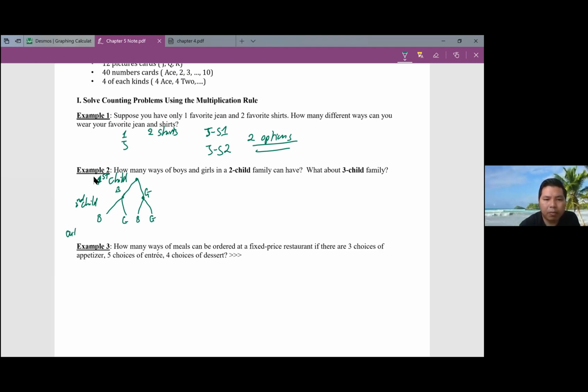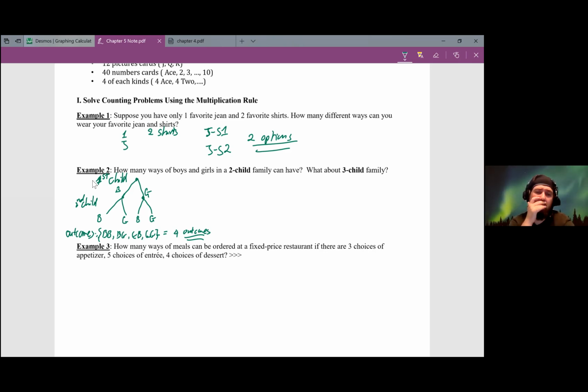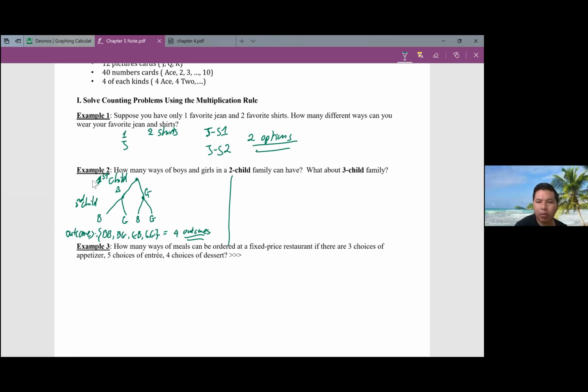So if you look at the outcomes, you get boy-boy, boy-girl, girl-boy, and girl-girl. So we have 4 outcomes. How about a 3-child family? Same thing. How many outcomes are we expecting to have?